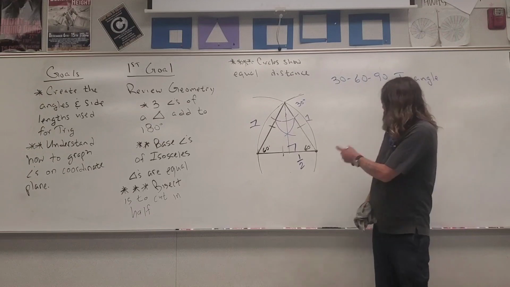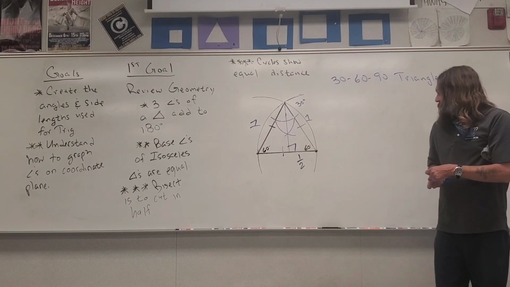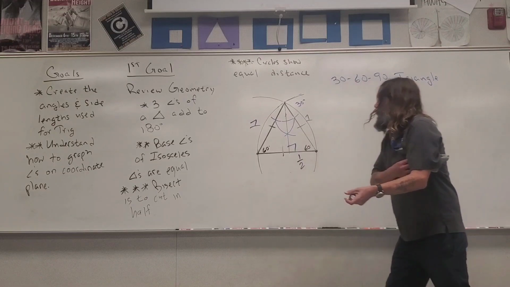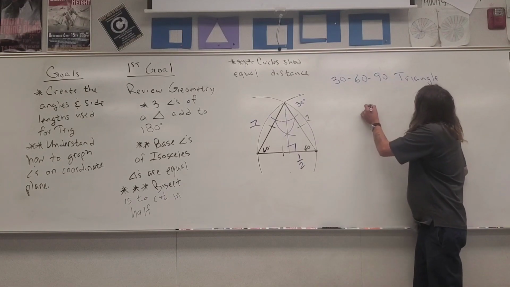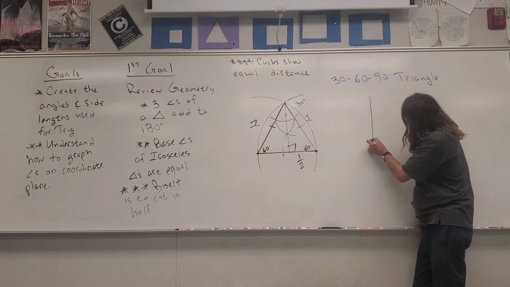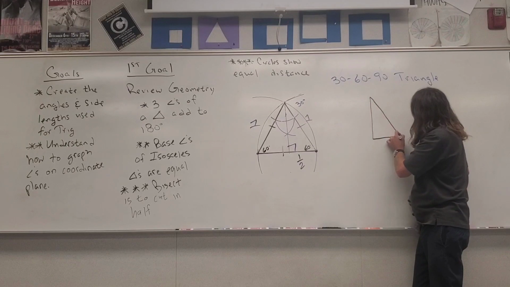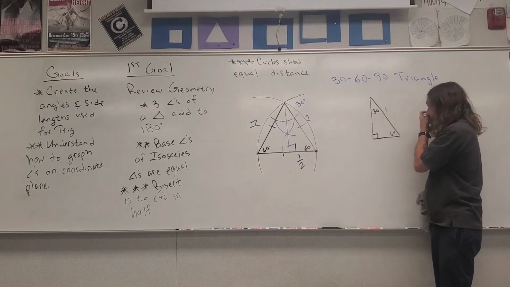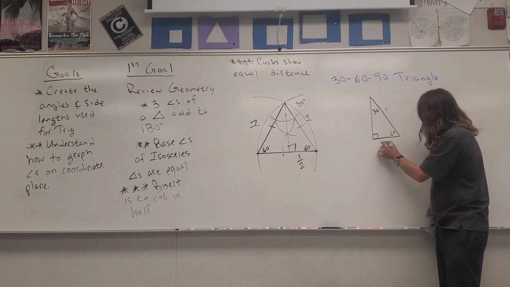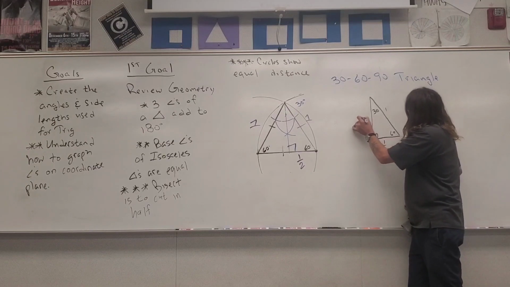So let me draw this triangle off to the side here, and we're going to find the third side length of this. Okay. So this is 60, that's my 90, this is my 30. This has a length of 1, the hypotenuse has a length of 1, this leg has a length of 1/2. We need to find this length.